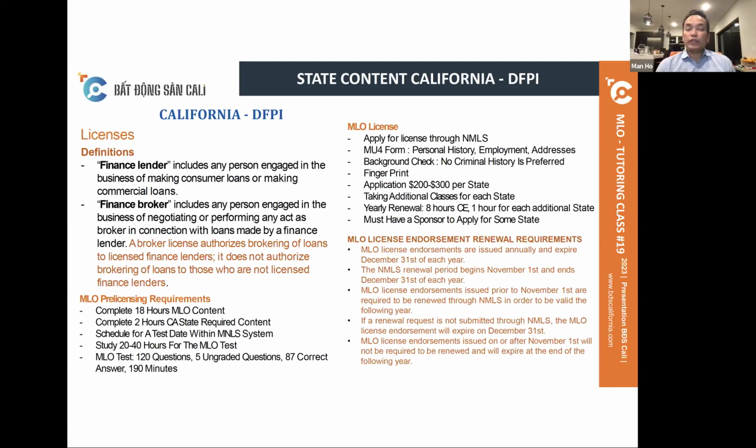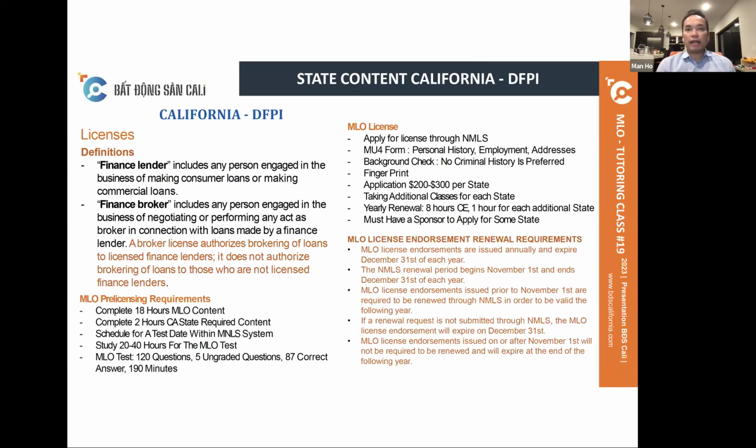And guess what? You must have a sponsor in order to complete the application. You can fill out an application and keep your license inactive. That's just fine too. But if you want to practice, then you need to have a sponsor. You have to have a broker.